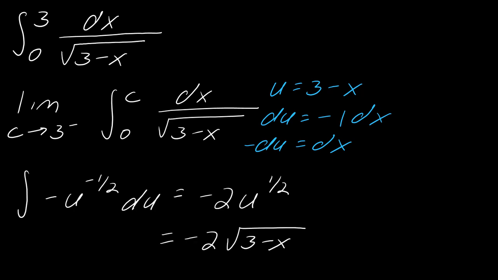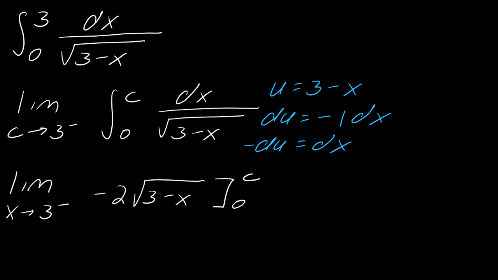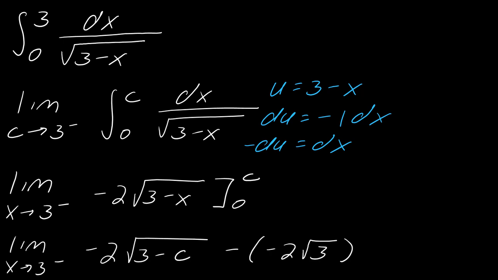Okay, so I set up my substitution. So you can see all my work here. Ultimately, when I integrate, I get -2 times the square root of 3 minus x. And then I just need to plug in my limits of integration here. So I've got everything set up so I can evaluate my limits of integration. Here is really what I need to evaluate now after I plug in my c and my 0.